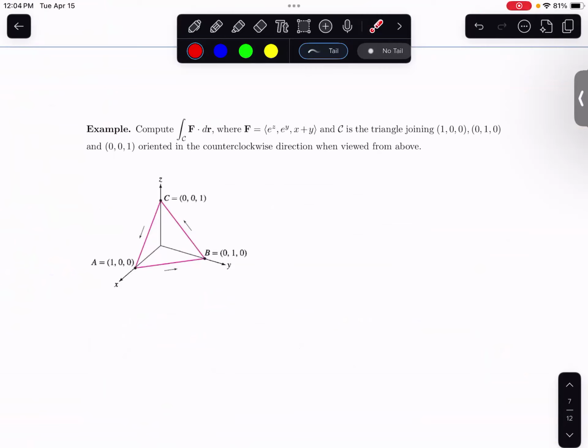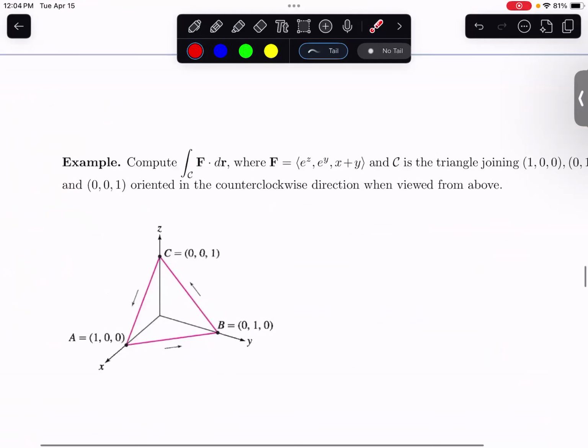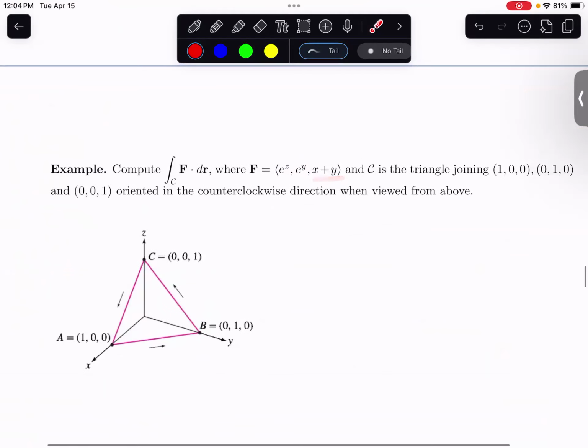And so this next example is going to be a little bit more complicated. For this example, I want you to compute the following vector line integral over the curve C, where the vector field F is given by e to the z, e to the y, and x plus y. And C is a triangle joining the points (1, 0, 0), (0, 1, 0), and (0, 0, 1). So it's what we have pictured here.